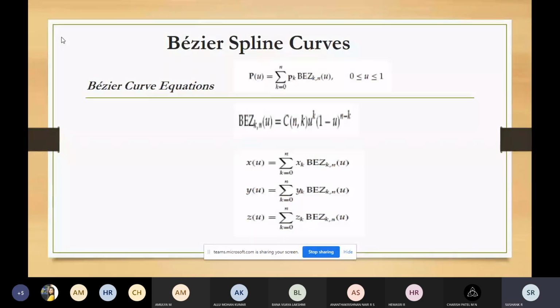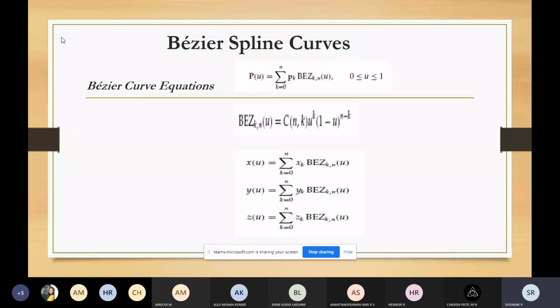Today we'll be talking about the Bezier curve. We know that we have one program in the lab where we are trying to develop a flag by using this Bezier curve. This Bezier curve was developed by a French engineer by the name Bezier, so that's why they're using the same name. It was used in the design of automobiles.